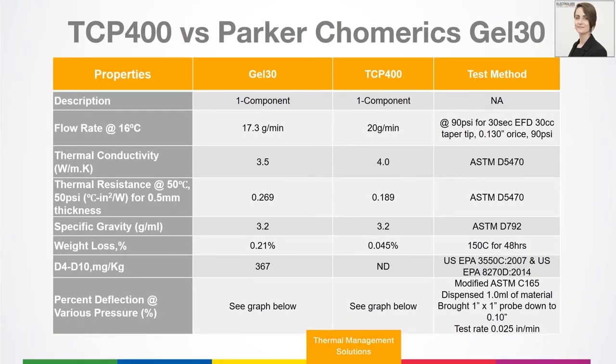We have done some comparison testing between our material, TCP 400, and a Parker Chomerics Gel 30. Here is just the general comparison of the two materials taken from datasheets. You can see already that the thermal resistance of TCP 400 is much lower than the Parker Chomerics material. And also there are no low molecular weight siloxanes to be concerned about.